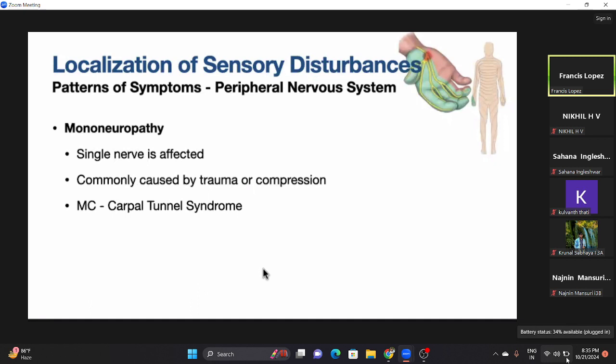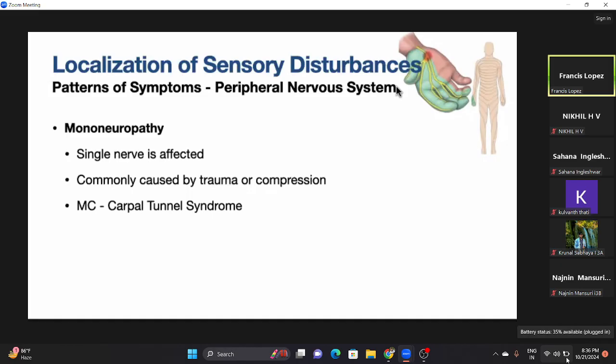A while back was the brief overview. This one is we will try to tackle the different patterns of symptoms. Okay, first is mononeuropathies. Mononeuropathies happen when a single nerve is affected. So symptoms occur in the distribution of that particular nerve. These symptoms may involve either sensory or motor disturbances. Mononeuropathies are most commonly caused by trauma or compression, because the most common mononeuropathy is the compressive mononeuropathy, which is carpal tunnel syndrome.